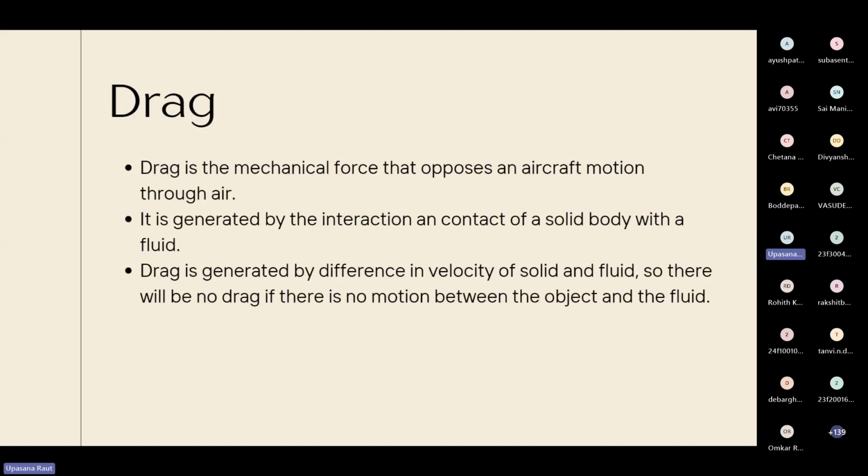So how is it generated? It's generated by the interaction of the object with the fluid. When the fluid and object are in relative motion, there is a relative velocity between them. Then a mechanical force is generated, which is called drag. And since this force is mechanical, there needs to be contact. If there is no contact, there won't be any drag. And if there is no difference in velocity, or no relative motion between them, then drag would also not be generated. So every aircraft will have some drag.